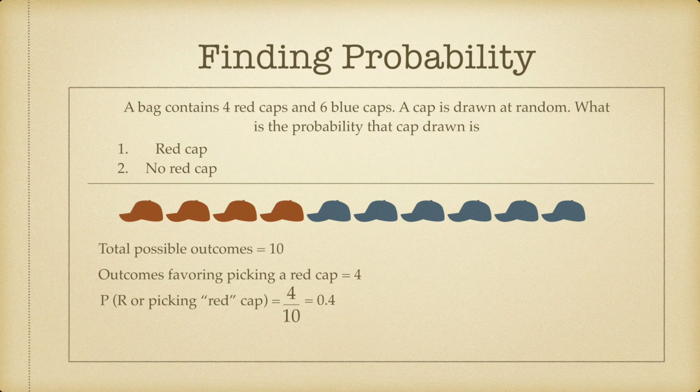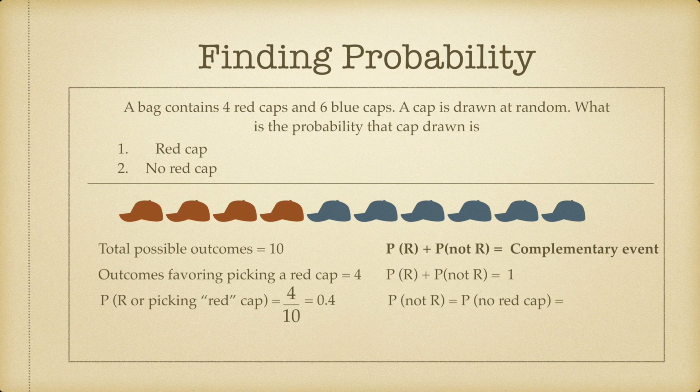Now recall that picking a red cap and not picking a red cap, these two are complementary events, and the sum of probability of complementary events is equal to 1. So P of R plus P of not R, they are complementary events. When we add them, we should get 1. We have just now calculated P of R, which is 0.4. So we can simply say that P of not R will be 1 minus 0.4 or 0.6.